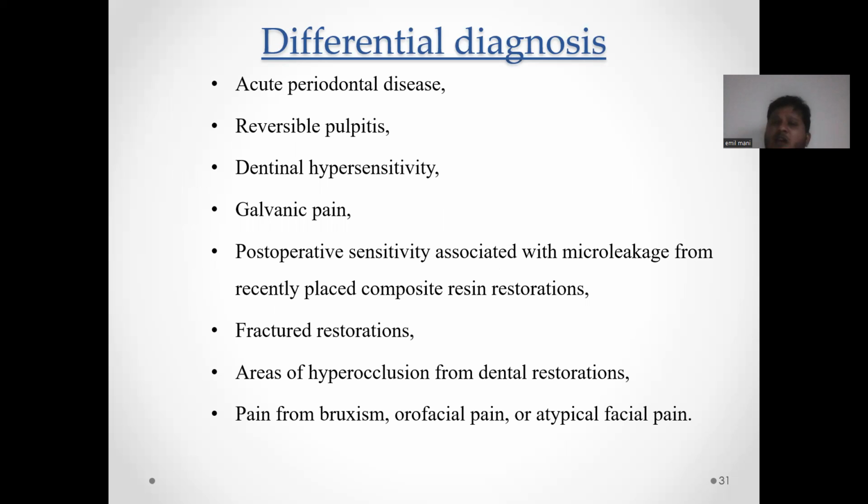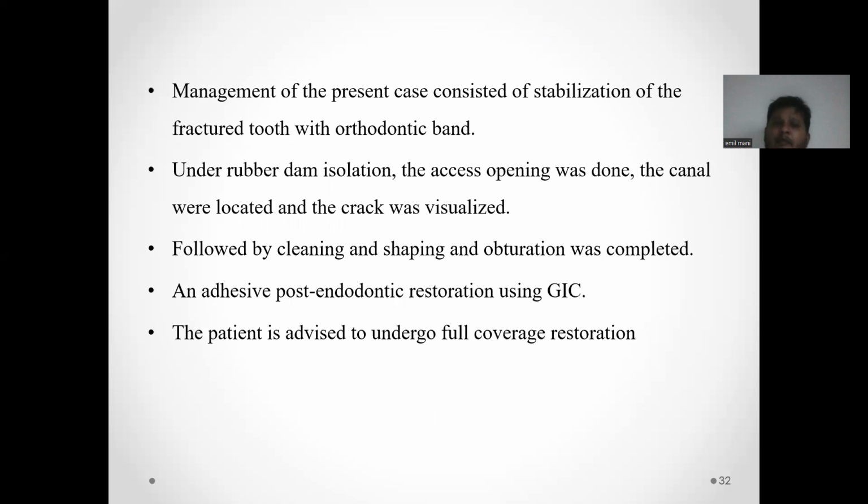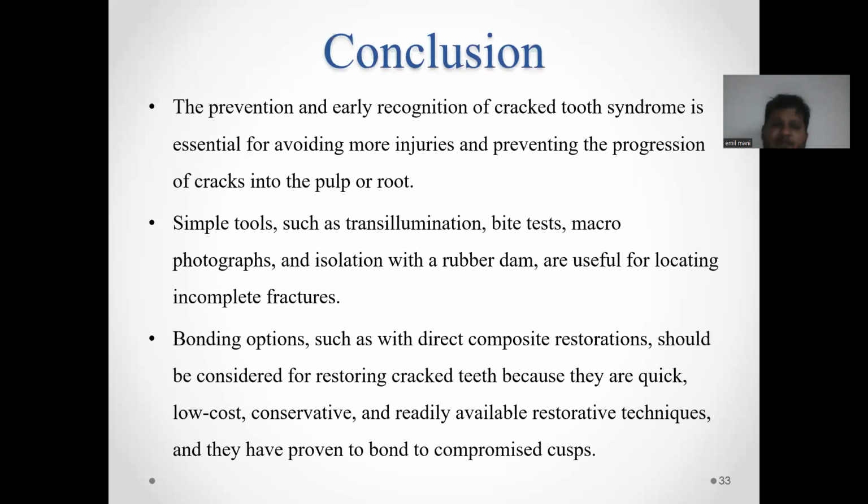So, if you check the differential diagnosis for cracked tooth syndrome: acute periodontal disease, reversible pulpitis, dentinal hypersensitivity, galvanic pain, fractured restoration, areas of hyperocclusion. Management of the present case consisted of stabilization of the fractured tooth with an orthodontic band. Under rubber dam isolation, the access cavity was done, the canals were located, and the crack was visualized, followed by cleaning and shaping, and obturation was completed. Adhesive post-endodontic restoration using GIC was done, and the patient is advised to undergo full coverage restoration.